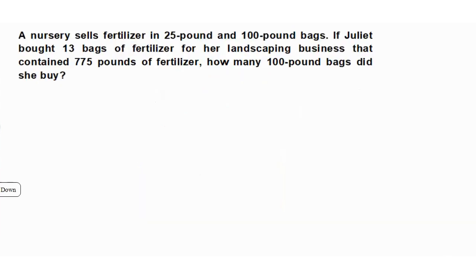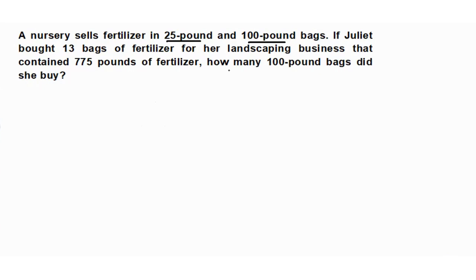Now let's try a word problem question. So in case of word problem, we just have to change this English into simple maths equation. Let's see one by one. A nursery sells 25-pound and 100-pound bags of fertilizers. If Juliet bought 13 bags of fertilizers, here we have to decide how many bags of 25 and 100-pound did she buy. The question is asking to find how many 100-pound bags did she buy.